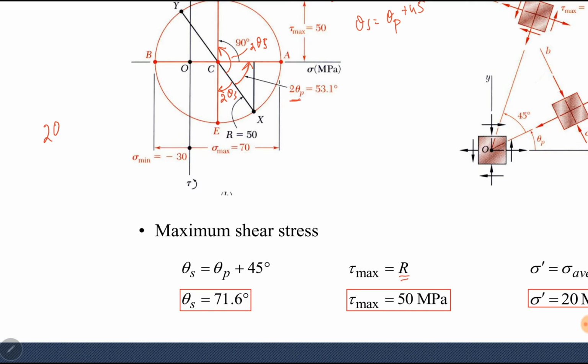So 2 theta s here in this case is 90 minus 2 theta p. So it becomes theta s is equal to 45 minus theta p. So you will get the second angle here. Or you can simply add 90 or subtract 90 with this. You can find the second theta s.